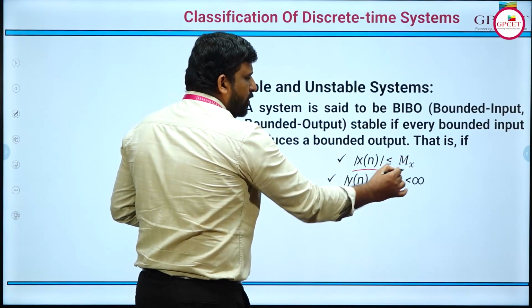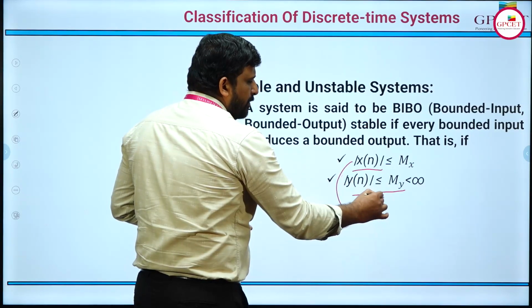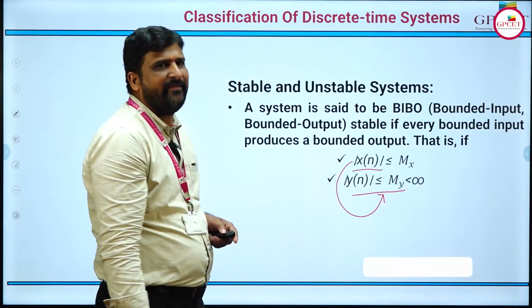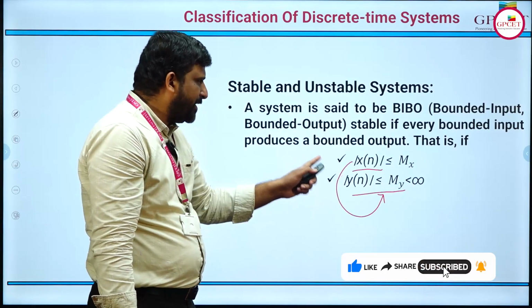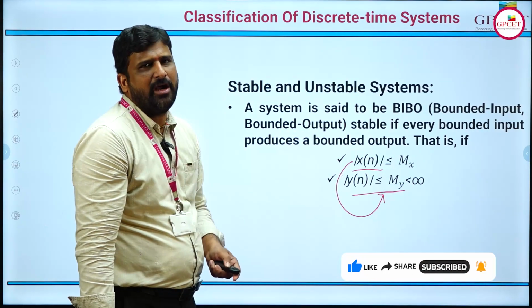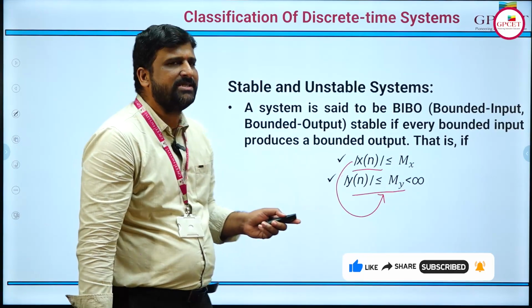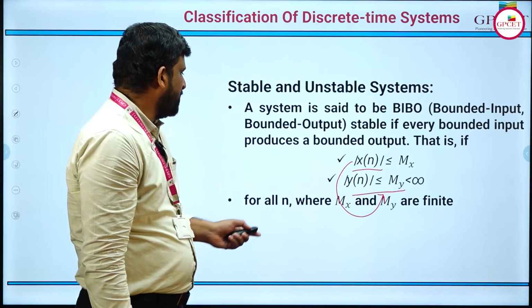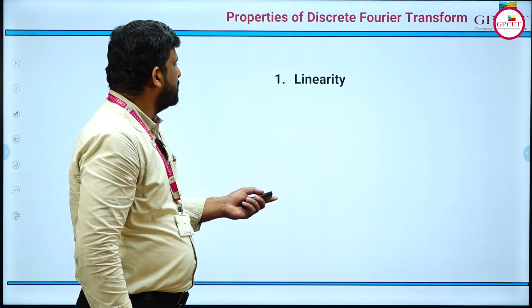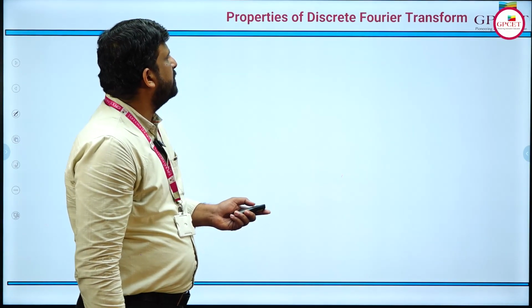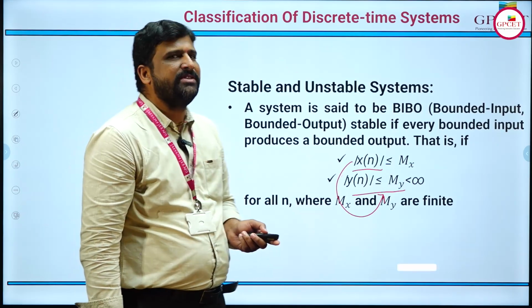With the bounded input mod x of n less than or equal to mx, the output should also satisfy mod y of n less than or equal to my. Only under these conditions, when the input is bounded, do we produce a bounded output. Then that system is said to be a stable system, for all finite values of mx and my. Fine. So this is all about the classifications of discrete time systems.